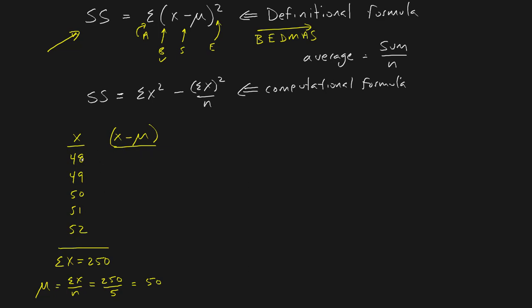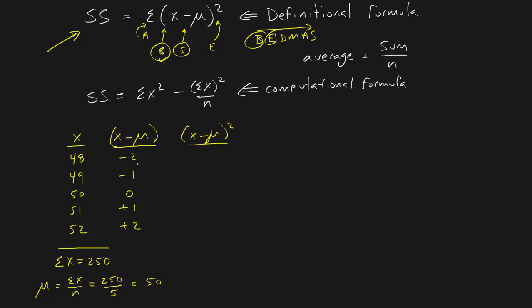So I'm going to do 48, that's my first x, minus the mean, and the mean is 50. So 48 minus 50, that's negative 2. Then my next x, 49 minus 50, that's negative 1, and so on. So I've dealt with brackets. And incidentally, the subtraction, because it was in the brackets, I've dealt with that as well. Next come exponents. So I have to take each one of these results and square them.